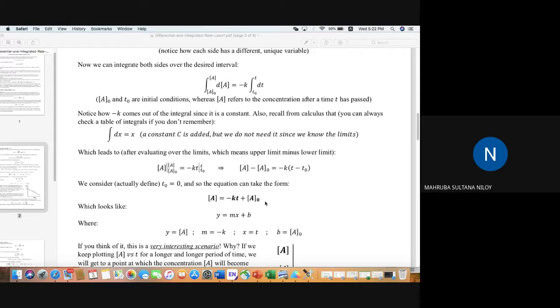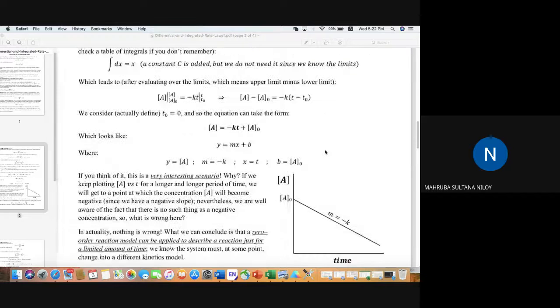When you react something, you calculate the concentration, right? Like you can react 5 mole per liter sodium chloride with 5 mole per liter calcium hydroxide. So the initial concentration you know, right? Yes, sir, it is constant.